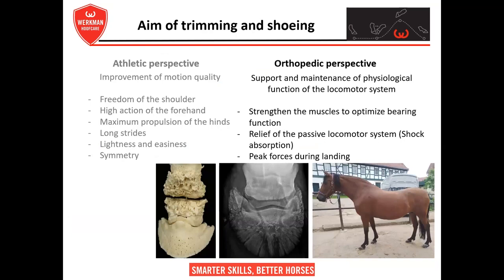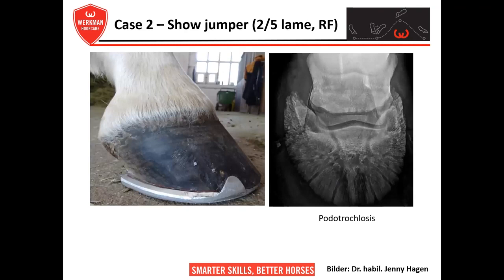And this is already something more or less orthopedic. So we have a look at orthopedic cases. And there, as I said, we would like to strengthen the muscles to optimize bearing function, also to have an optimal function during swing phase. And we would like to relieve the passive locomotor system, for example, if you have a good working shock absorption of the long tendons and the muscles. And we don't want to have too high braking forces during landing. In particular, in horses suffering from bone diseases such as arthrosis or podotrochlosis, we don't want to have high peak forces during landing.